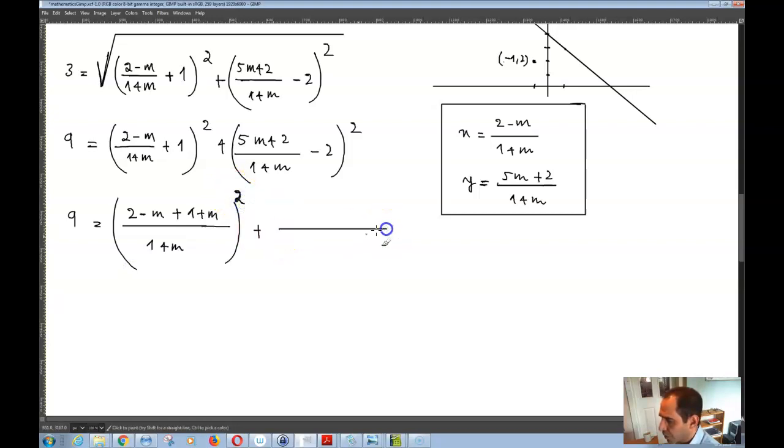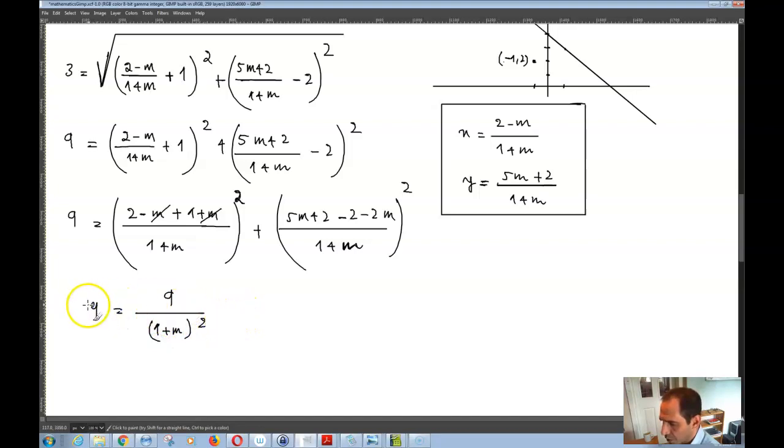plus 1 plus m, 1 plus m. You have here 5m plus 2, and over here you have negative 2m whole squared, and over here m and m cancels out. 2 plus 1 is equal to 3, 3 squared is equal to 9 over, so this is 9 over 1 plus m whole squared, and this is equal to 9.